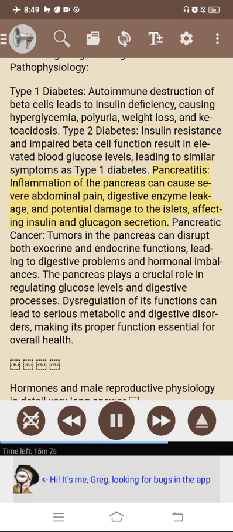Inflammation of the pancreas can cause severe abdominal pain, digestive enzyme leakage, and potential damage to the islets, affecting insulin and glucagon secretion. Pancreatic cancer. Tumors in the pancreas can disrupt both exocrine and endocrine functions, leading to digestive problems and hormonal imbalances.